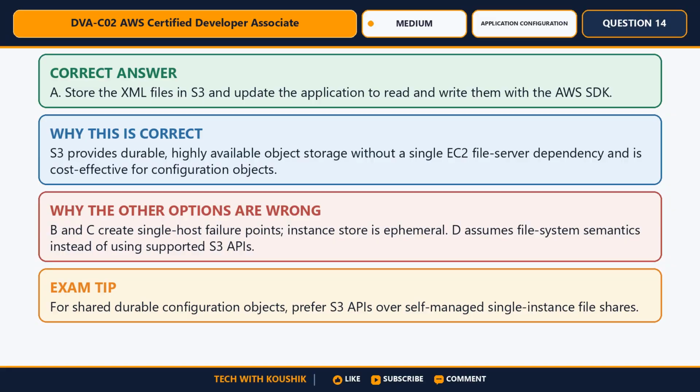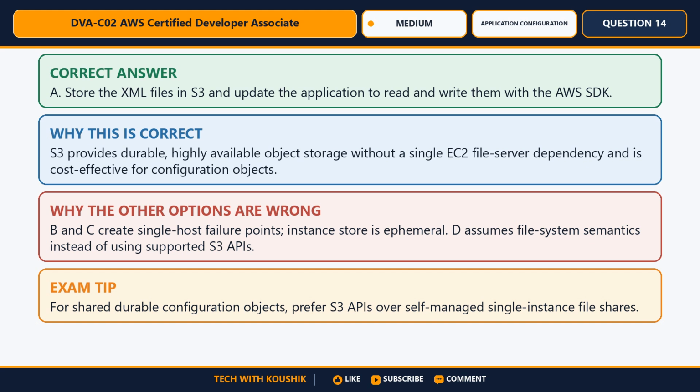The correct answer is A. Store the XML files in S3 and update the application to read and write them with the AWS SDK. Here's why. S3 provides durable, highly available object storage without a single EC2 file server dependency and is cost-effective for configuration objects.